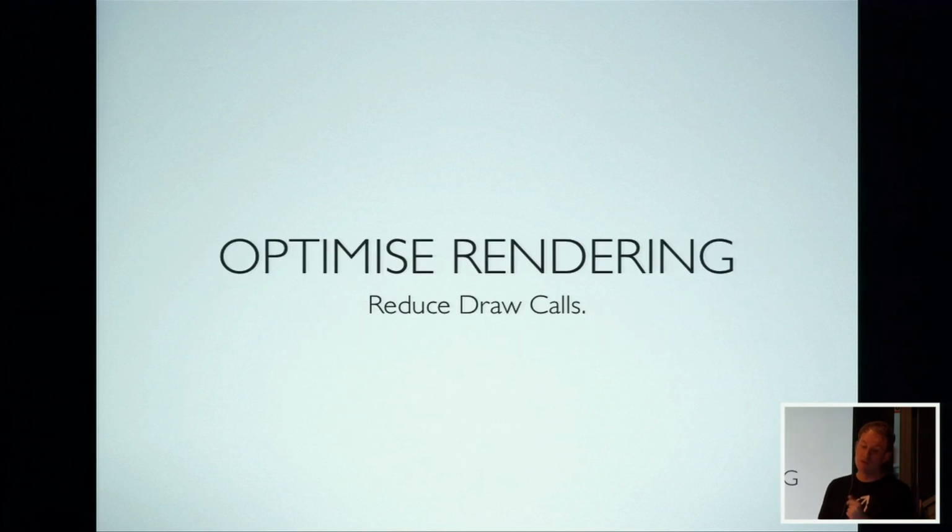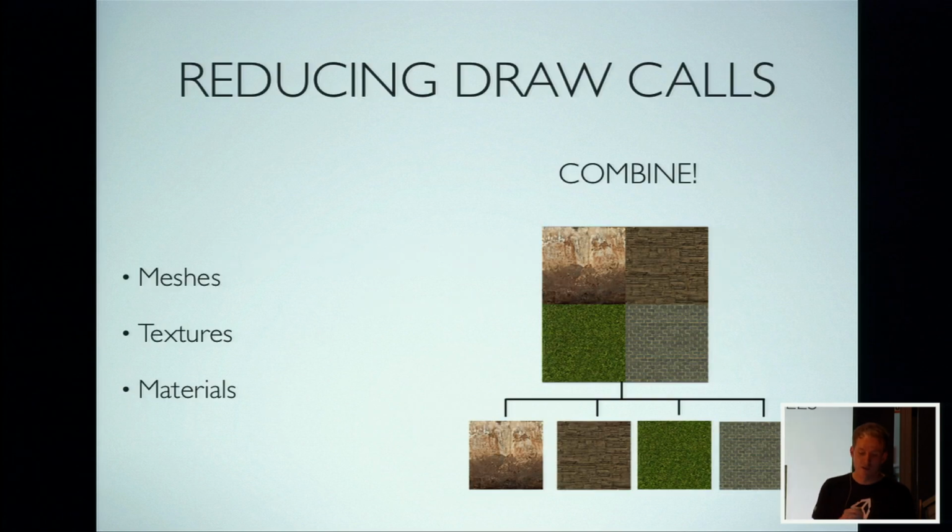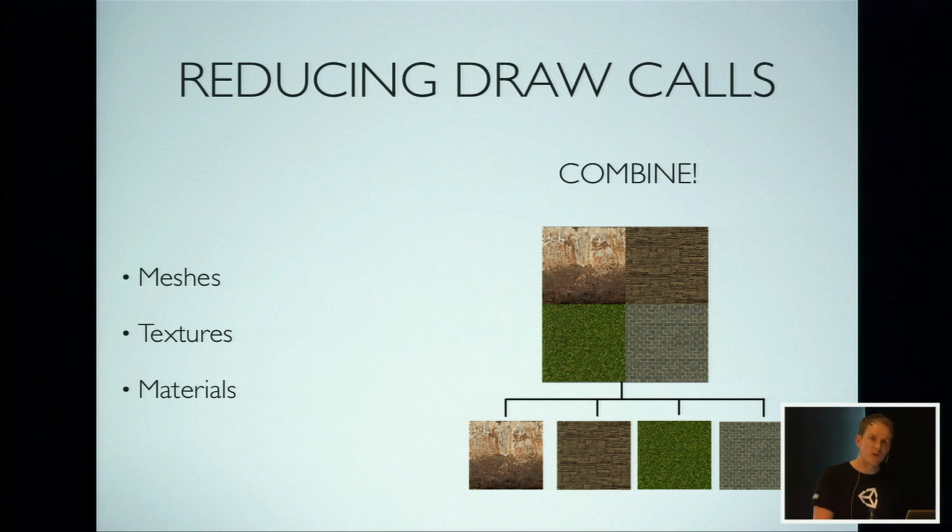Cool. So the next side of things is optimizing the rendering and reducing draw calls. And this is what I was talking about very briefly earlier on, which is to combine as many things as possible. The first way you can do that is on textures. So if you have 4 or 5 different textures, well, power of 2 would be best, so then you can offset it in the right way. Then put them into one texture.